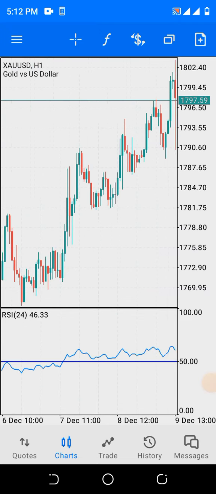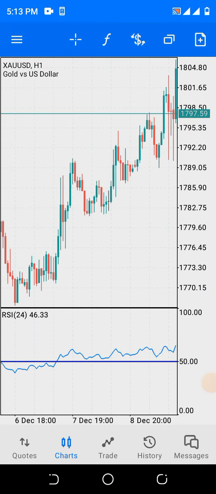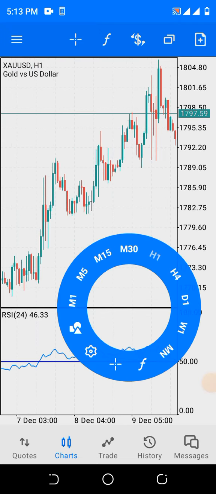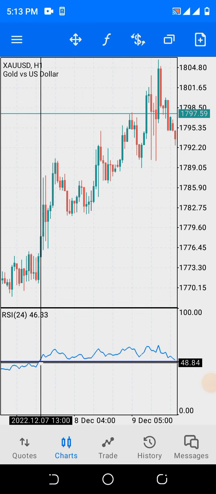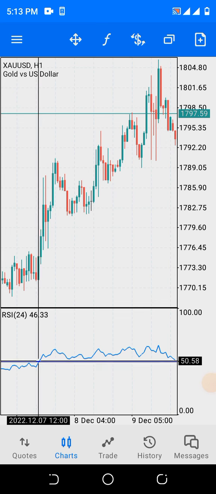Now this is the second entry here. Watch here. See where the RSI crosses this 50 landmark, from down upward. Are you seeing it? So this is a clear buy entry. Do you understand?